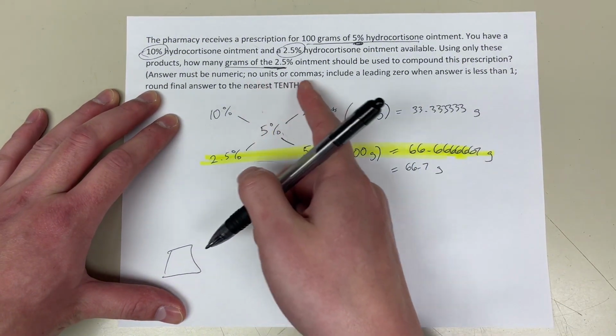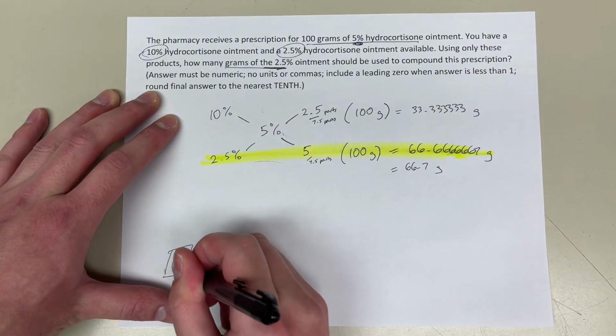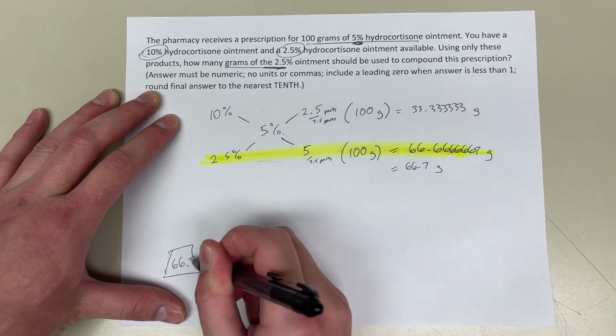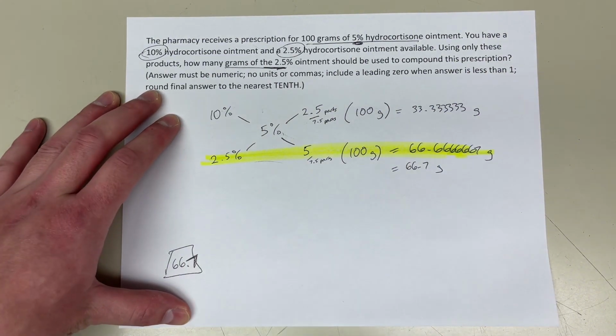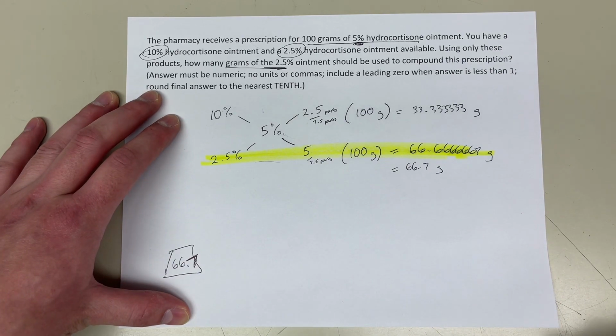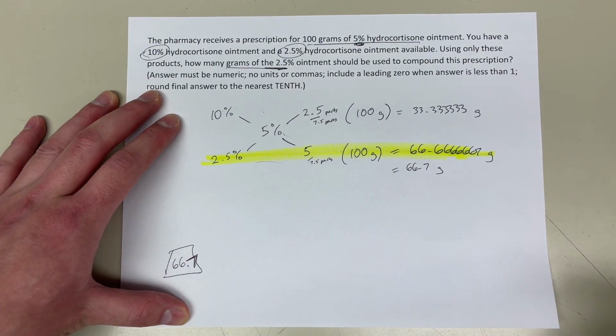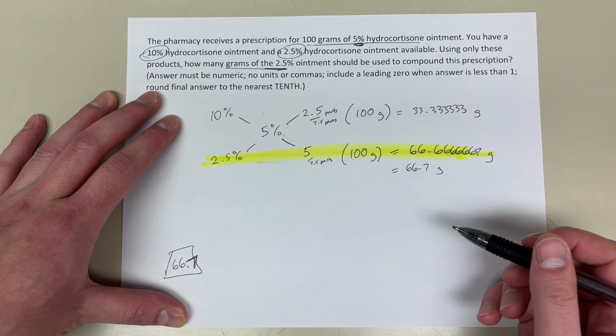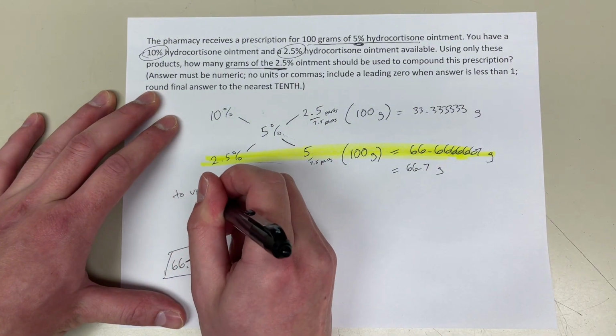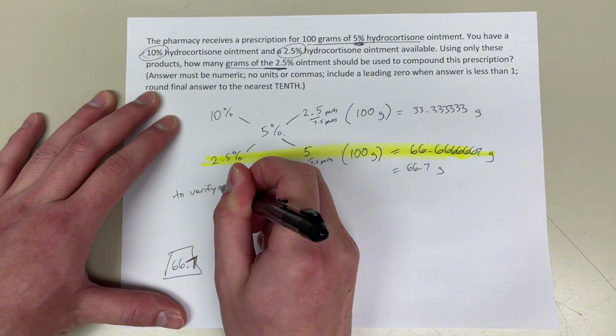And the answer has no units or commas. So in the computer, you're just going to put 66.7. And that's the answer you enter in the computer. And if you want to verify your answer, if you can do this quickly on the NAPLEX, I would definitely do it if you have a lot of time.